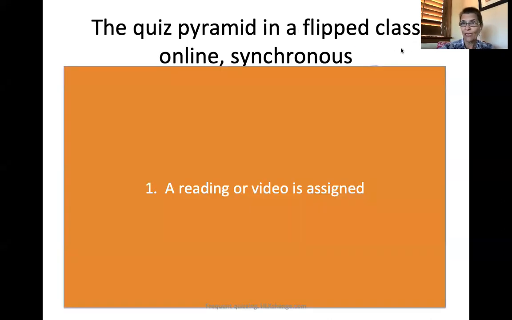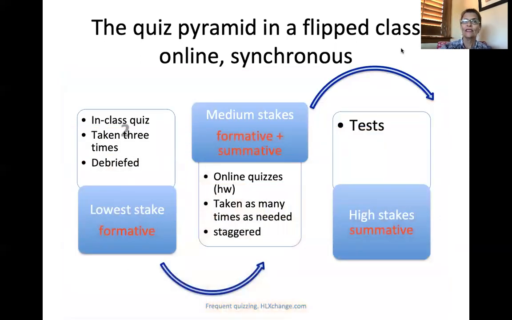Now, during the pandemic, I taught the same class, Introduction to Spanish Linguistics, in a flip format, online and synchronous. In a flip class, as you know, a reading or a video is assigned ahead of time. Students are supposed to do this work and then show up in class ready to practice the concepts. So this is what step 2 looks like in my flip class. Students would show up having done the reading and a video, and they would take an in-class quiz.